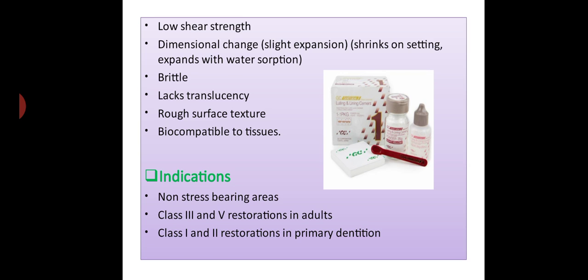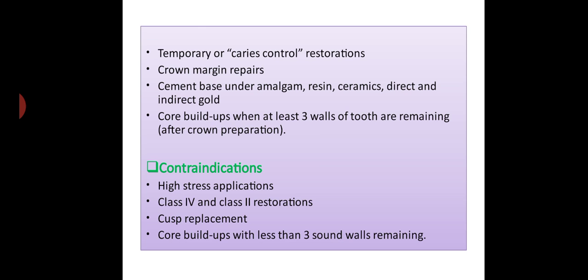Now indications: non-stress bearing areas, class 3 and class 5 restorations in adults, class 1 and class 2 restorations in primary dentition, temporary or caries control restoration, crown margin repairs, cement base under amalgam, resin, ceramics, direct and indirect gold. Core build-ups when at least 3 walls of the tooth are remaining.